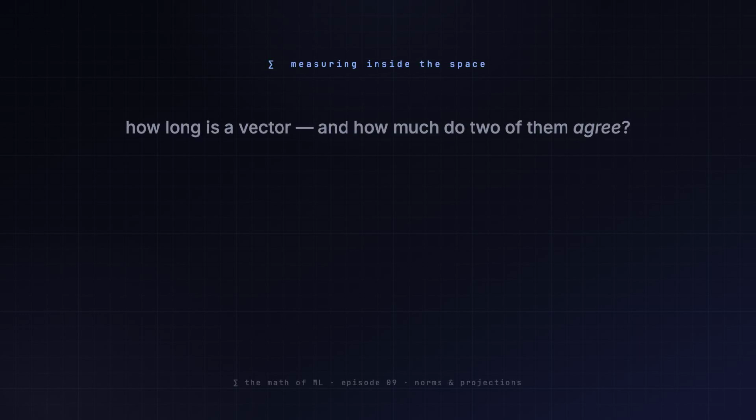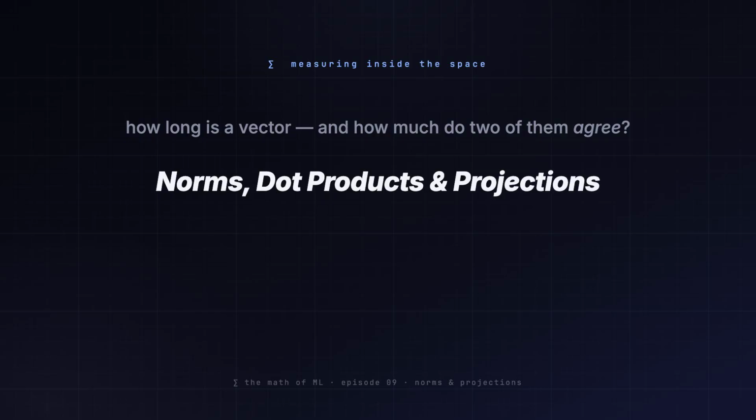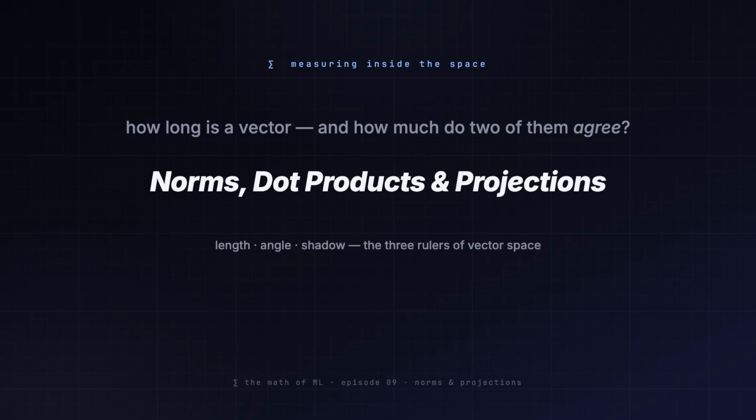Last episode, a matrix warped the whole space. Now zoom into two single vectors inside it and ask the everyday questions. How long is this one? And how much do these two agree?